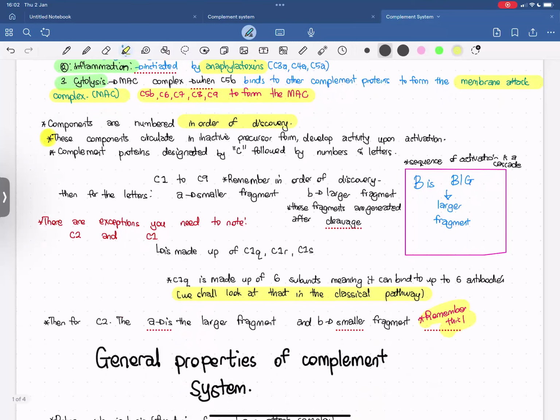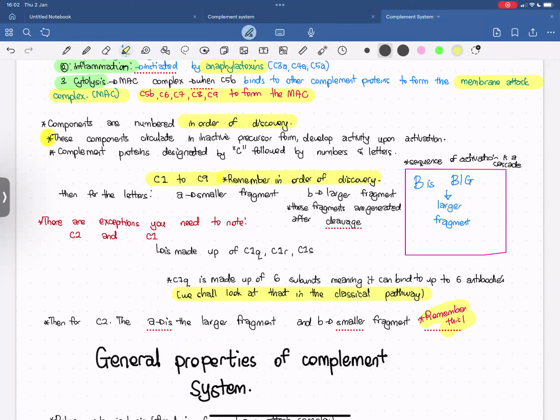So we have components. The complement proteins are labeled from C1 to C9. Remember that they were numbered according to the way they were discovered. If C1 was the first to be discovered, that's why it's called C1. C9 was the ninth one to be discovered, so it's C9. Now the point where I say these components circulate in inactive precursor form means that they need to be activated for the cascade to happen.